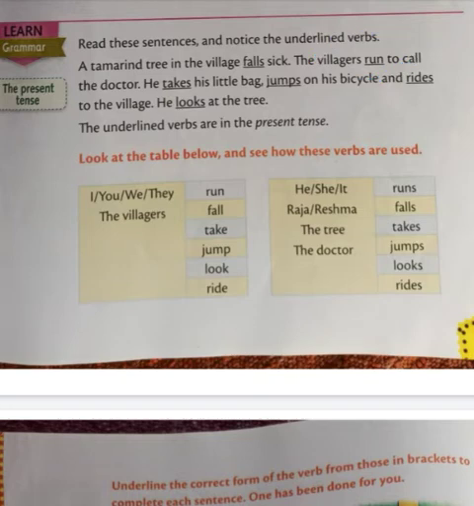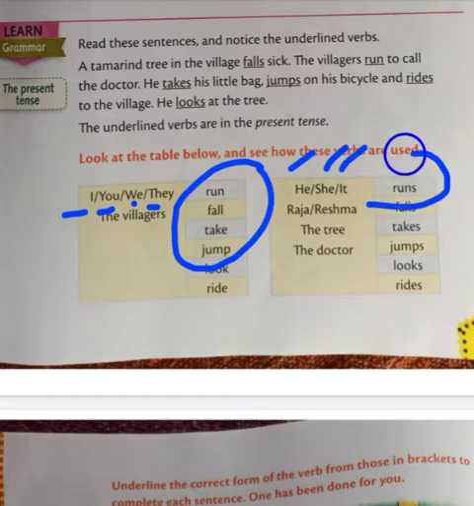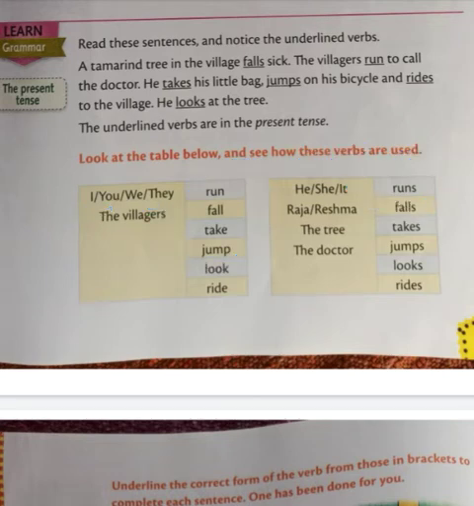When the pronoun is he, she, it, and singular nouns, then we will add s with the verb. And when the subject is I, you, we or they, then we will not add s with the verb. You can see here there is no s with the verb. These are all sentences in present tense. So keep in your mind, when the subject is he, she or it, we will use s with the verb. Got it? Hope you understood.